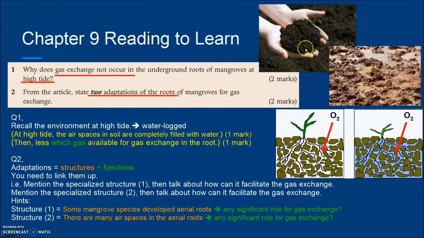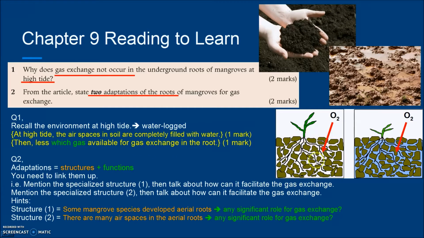For this soil, not that wet, not that waterlogged, of course they can retain some water, but the point is that the air can easily diffuse into this kind of soil. In the ecosystem topic, I shall prepare a video to talk about the different kinds of soil later. So at high tide, the air spaces in the soil are completely filled with water, and then which gas is available for the gases exchange in the root.